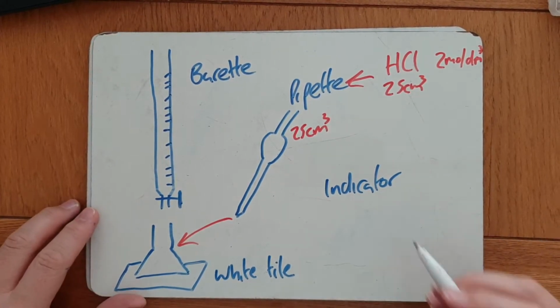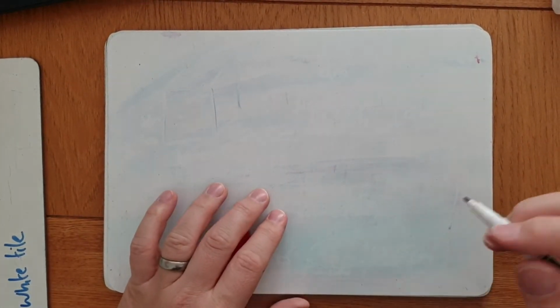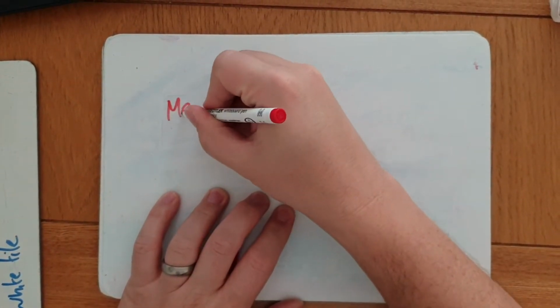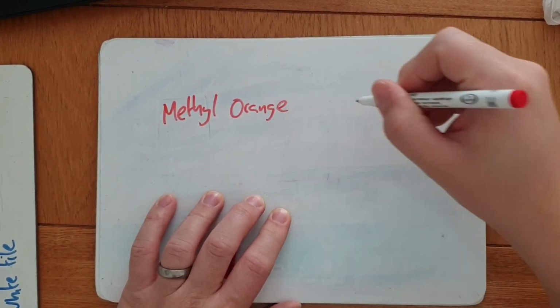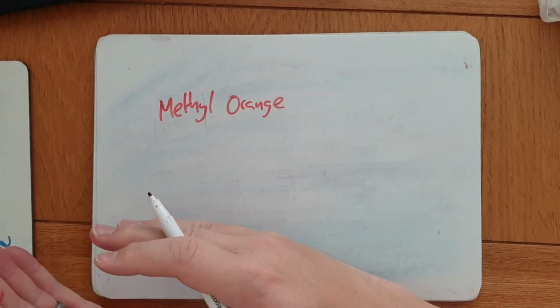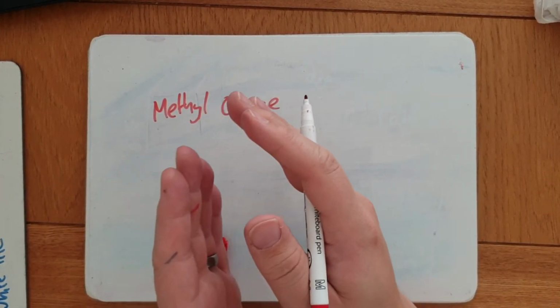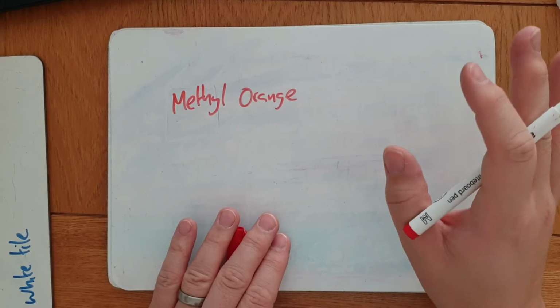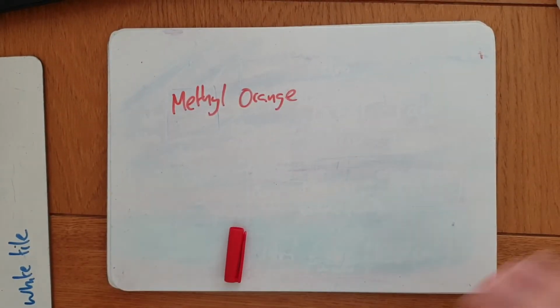And we also put in an indicator. I don't use universal indicator, we use one called methyl orange. Universal indicator is the one that's green when it's neutral, red if it's a strong acid, and it goes through the colours of the rainbow almost. Red for a strong acid, then yellow, then green, then blue, and then purple for a really strong alkali. But for a titration, we need something that will just change instantly.